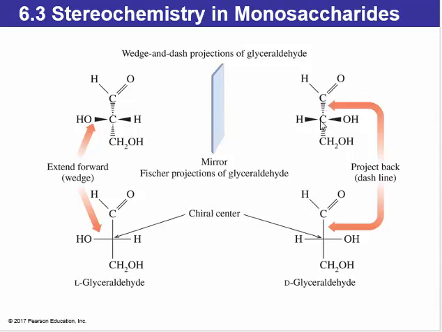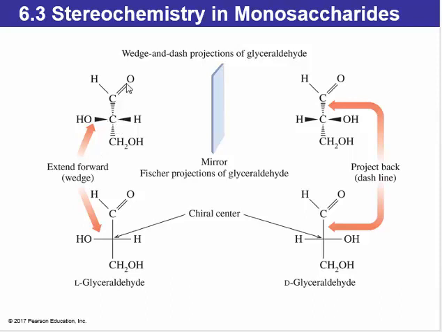Let's look at this simple carbohydrate. This is a triose because it has 3 carbon atoms, and it's also an aldose because its carbonyl group is at the end. This carbohydrate is known as glyceraldehyde, and it has 1 chiral center.